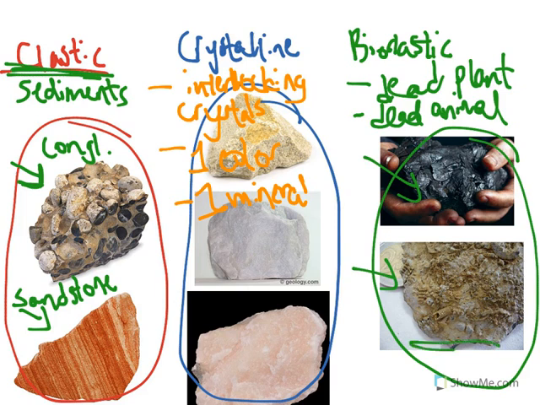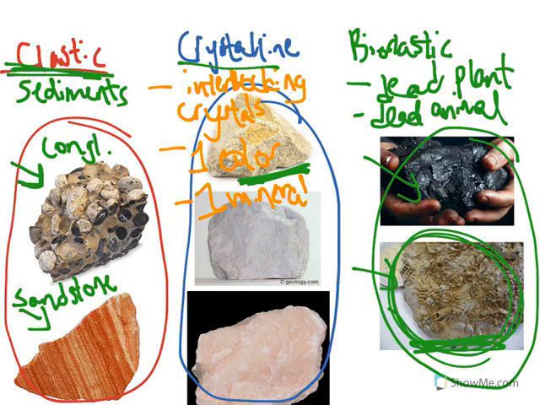By the way, limestone can either be bioclastic or it can be crystalline, right? If it has the interlocking crystals and chemically formed, it would be crystalline. But if it's made up of these fragmented seashells, it would be considered bioclastic.